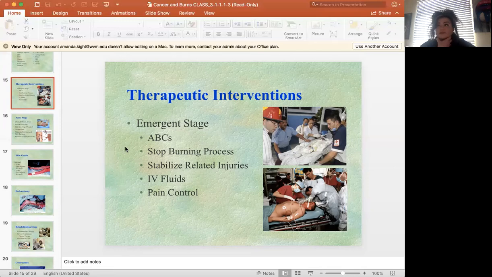Stabilizing any related injuries, like maybe it's a car accident and there was a fire and a potential partial amputation, and making sure that we're getting a tourniquet or whatever we might have with us to help with blood loss, or whatever we can do in the moment to help the patient, CPR, whatever it may be. IV fluids we mentioned, and of course pain control.